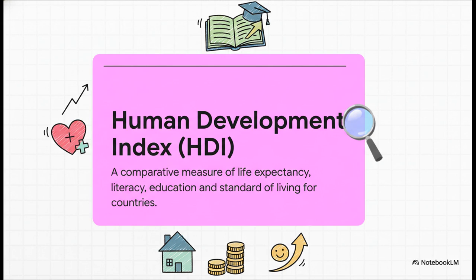It gives you a much fuller picture by combining income with two other really crucial things for a good life: health, which it measures through life expectancy, and education. It's a powerful way to remember that progress is about so much more than just money.